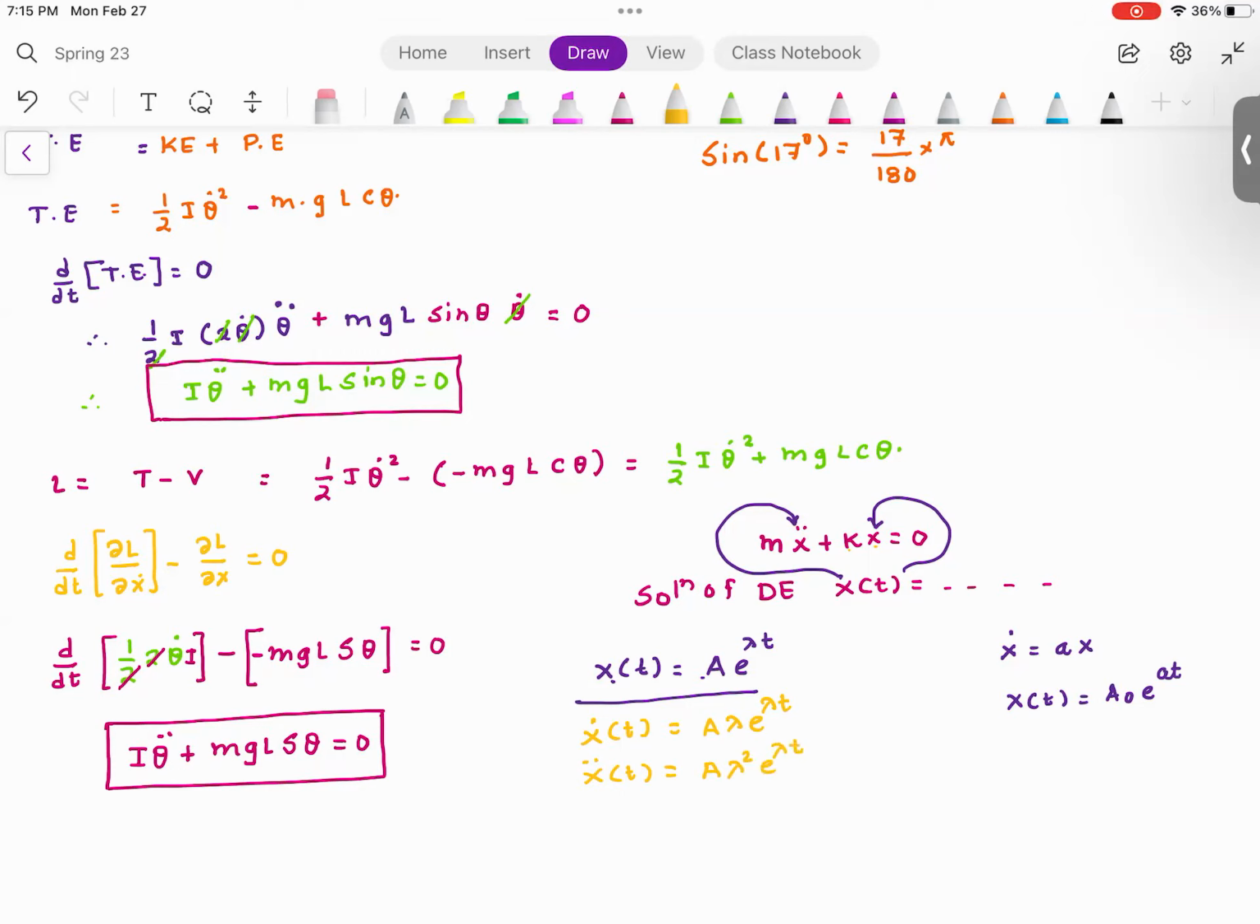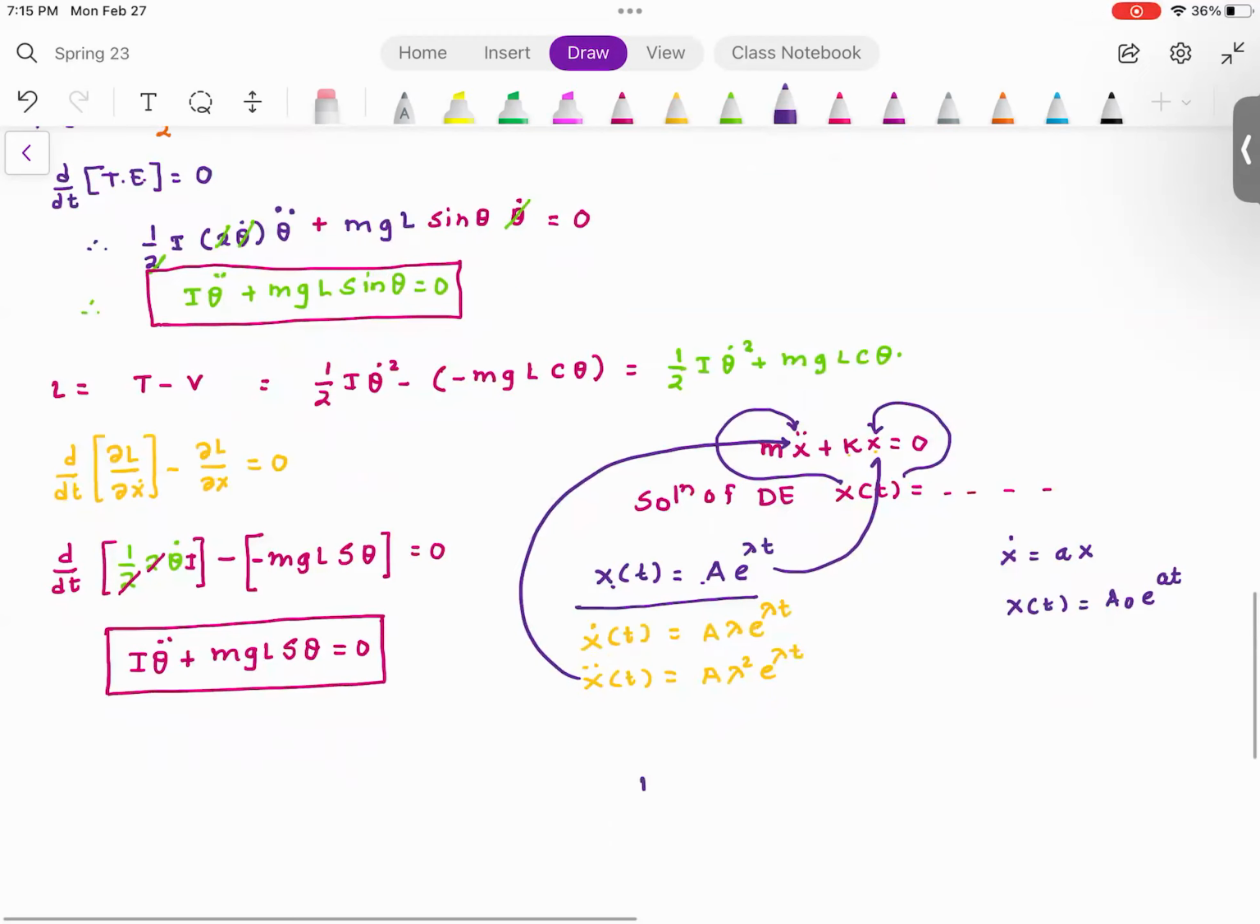Now I'm gonna substitute this guy in here. I'm gonna substitute this guy in here. And can you see the equation that I got is m a lambda square e to the lambda t plus k, what is x, a e to the lambda t is equal to 0. Everyone okay with me? As long as my left hand side is equal to my right hand side, I have the solution of differential equation.